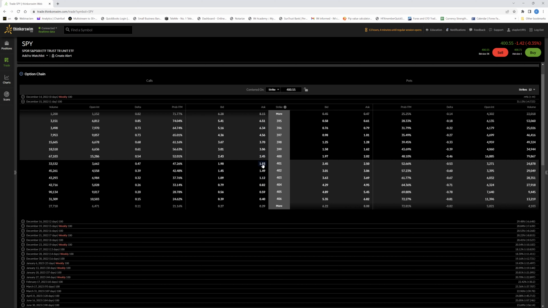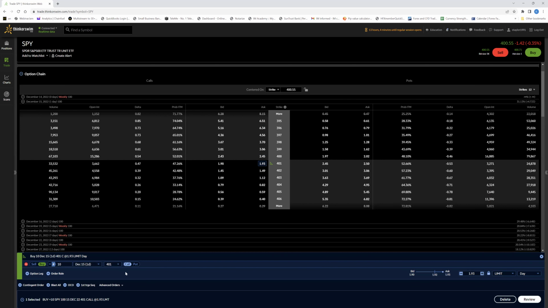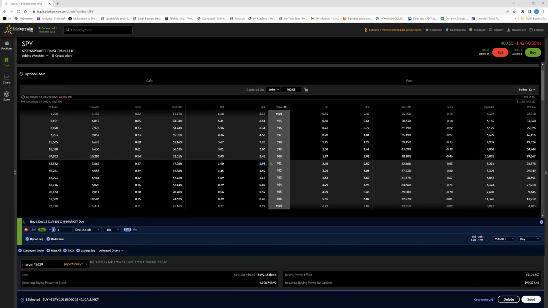Once you click the ask price, it'll bring up this menu. Again, you'll change your contracts, and then you're buying 1 contract. This is the expiration date. This is the strike price that you're getting in at, and this is what you're doing, either call or put. You'll come over, select market, and select review. It'll give you the cost of your trade.